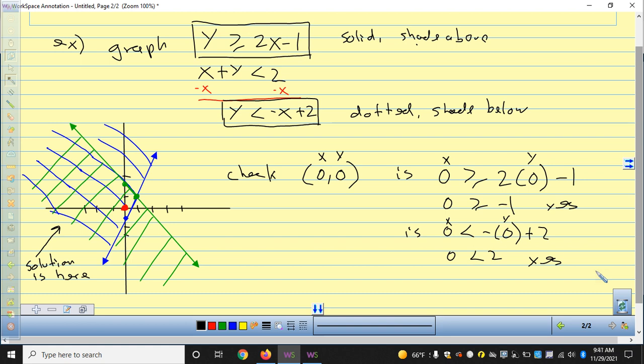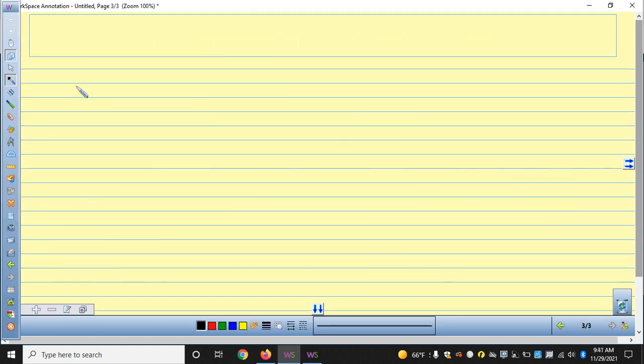All right, questions there? Okay, let's look at another one. y is less than 2x plus 4 and negative 3x minus 2y greater than or equal to 6.